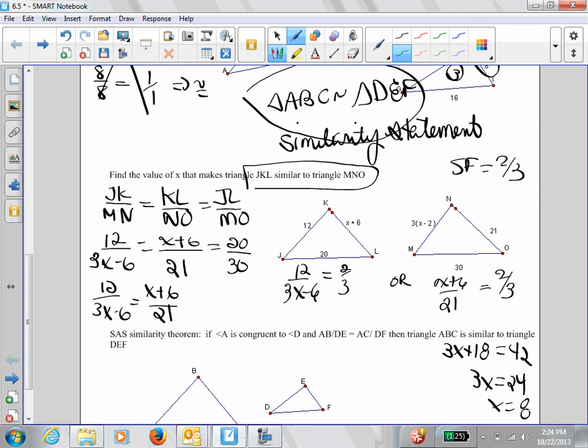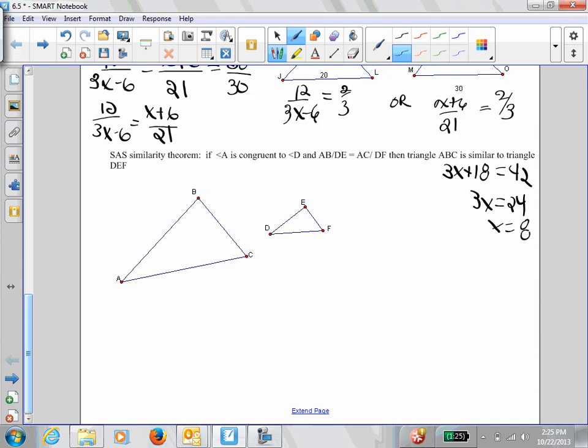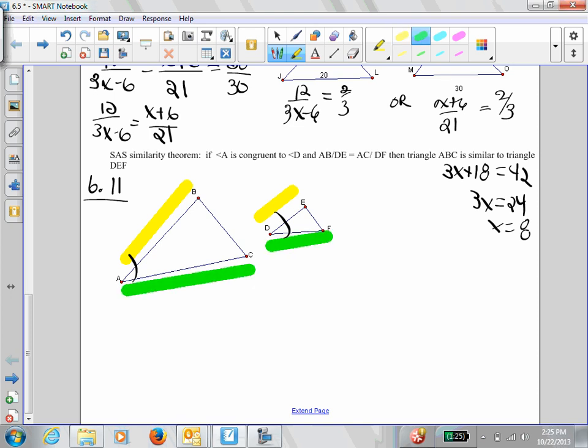Okay. All right. So number, which one are we on now? 611. SAS. So side, angle, side, that means our angle has to be nestled between two sides that create it. All right. So if I want angles A and D, then I need to be looking at AB and DE, and I need to be looking at AC and DE. Those have to be the ones that surround those angles.